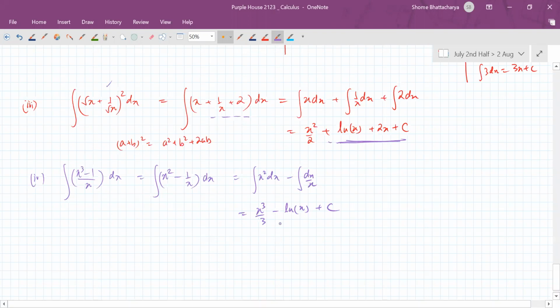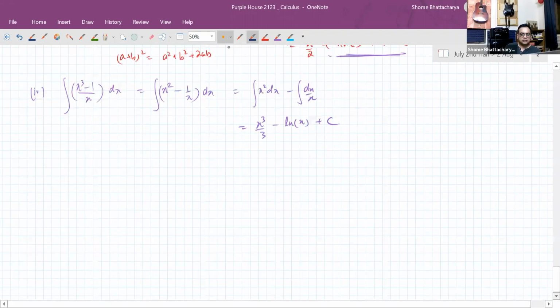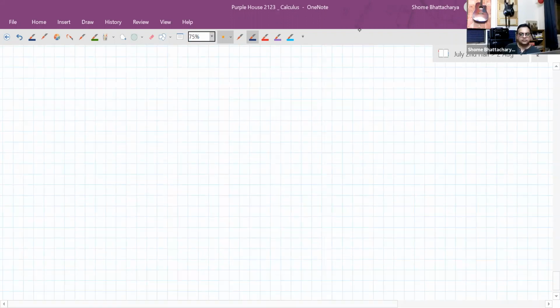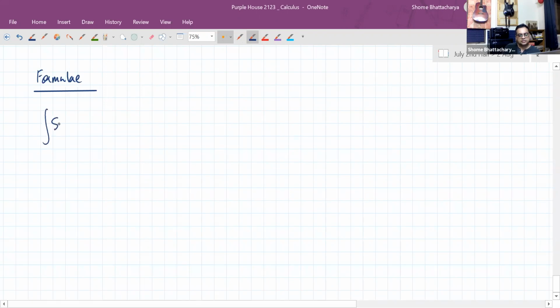Okay, so these questions are clear, I think. Now a couple more formulae of integration we'll see: the basic trigonometric functions' integrations. At the moment we will require only 2 integration formulae out of the 6. Later we will discuss the other 4 also. With this formula we just have to be a little careful. Integration of sin x is minus cos x.